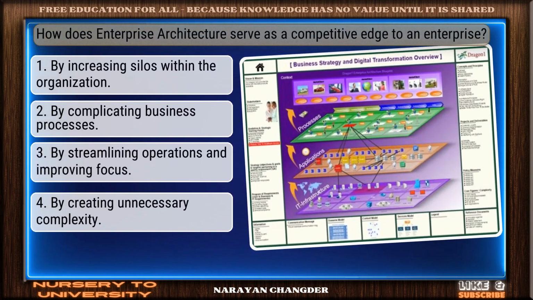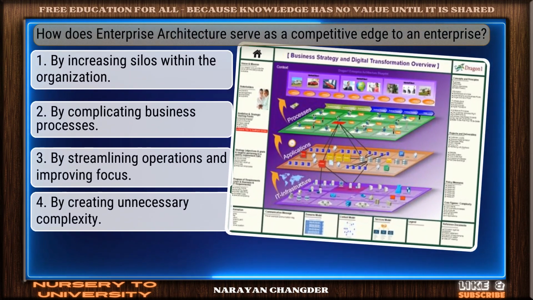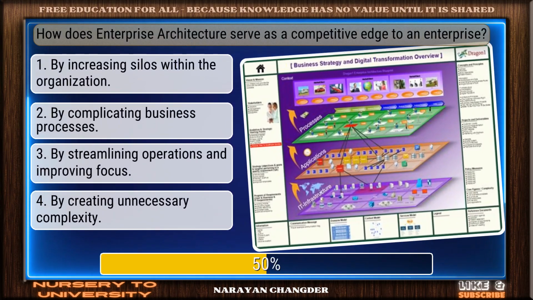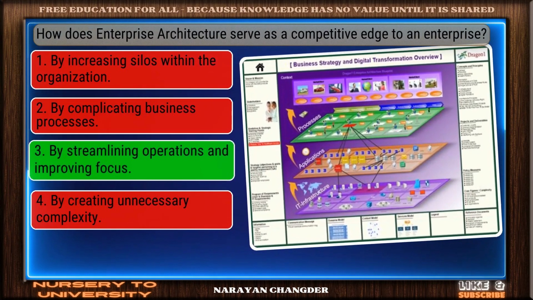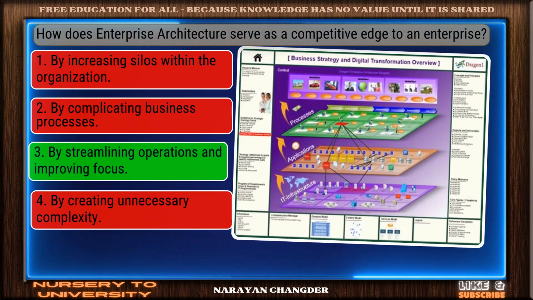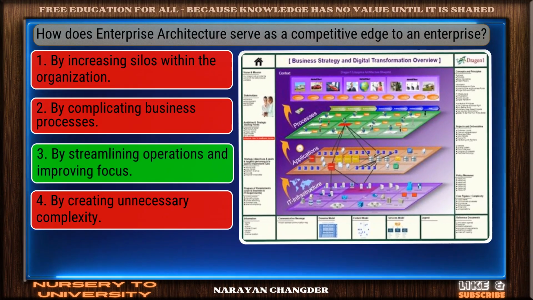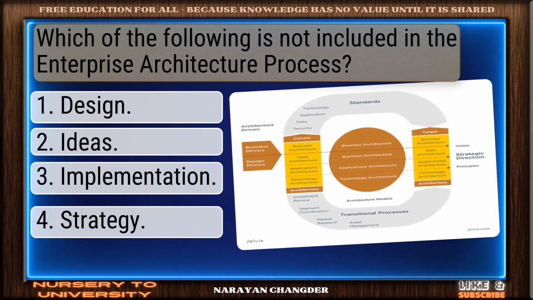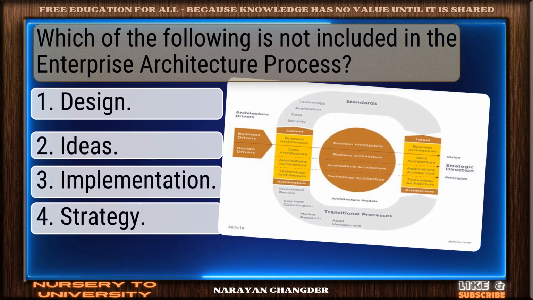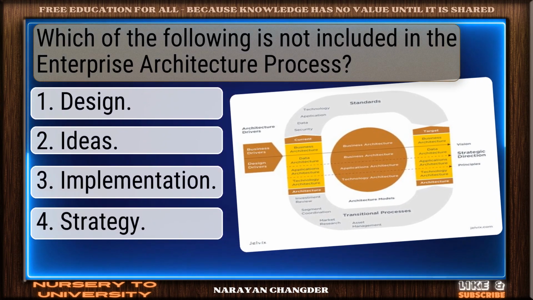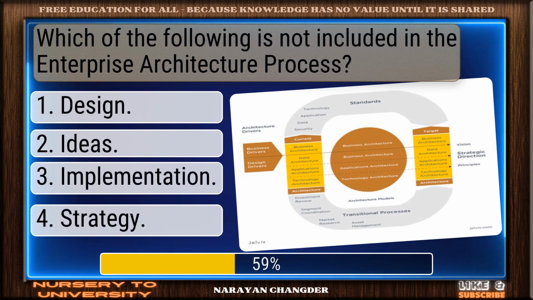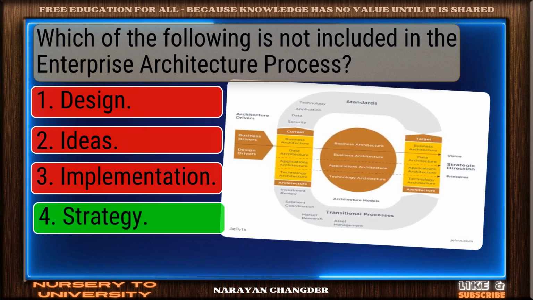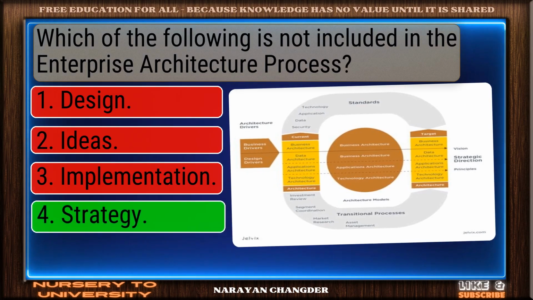Question number 7. How does enterprise architecture serve as a competitive edge to an enterprise? Well reasoned. By streamlining operations and improving focus is the correct choice. Question number 8. Which of the following is not included in the enterprise architecture process? Well picked. Strategy is the correct answer.